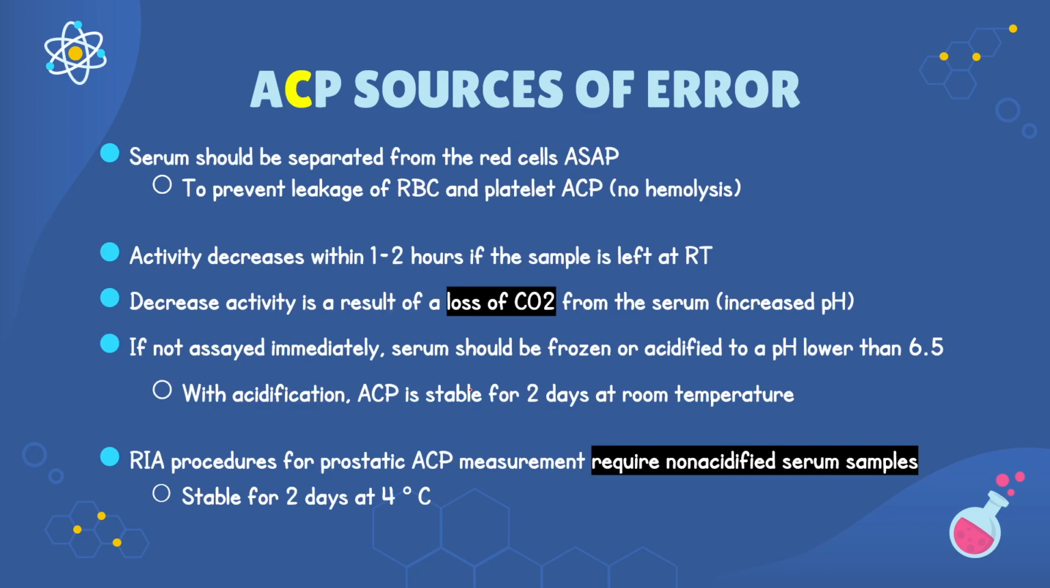How about your ACP? Now, serum should be separated from your red cells as soon as possible, meaning we need to centrifuge the sample immediately upon receiving to prevent any leakage of RBC and platelets, since again, ACP can be found in these tissue sources. So as emphasized here, there should be no hemolysis.